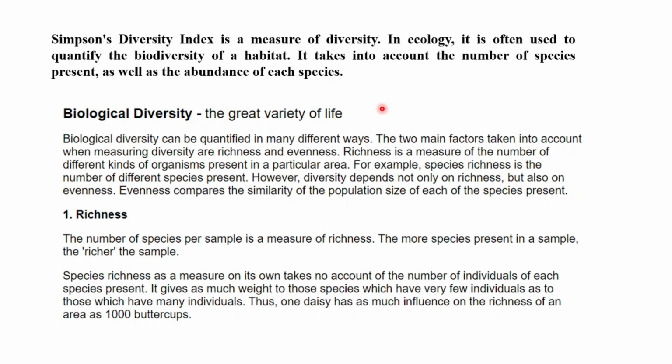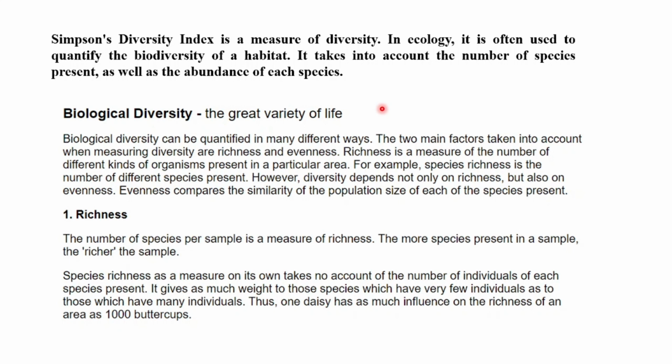Richness is a measure of the number of different kinds of organisms present in a particular area. Obviously, how many types of species are present in a particular area, that you denote as richness. Species richness is the number of different species present. However, diversity depends not only on richness but also on evenness. Evenness compares the similarity of the population size of each of the species present. So evenness is also very relevant because it compares how much each of the different species contributes to the population size. Is one species contributing much more, or are all the species contributing equally? That's what evenness is all about.